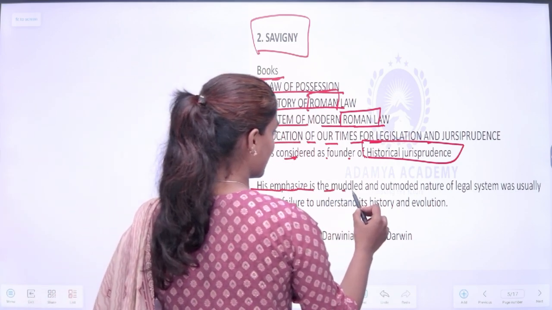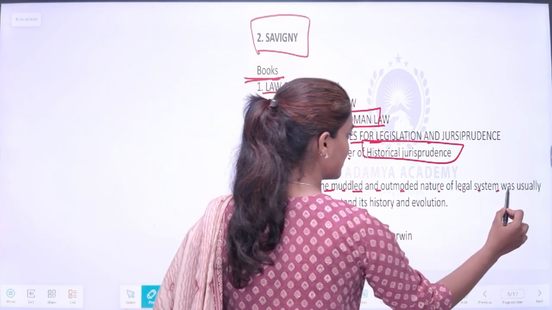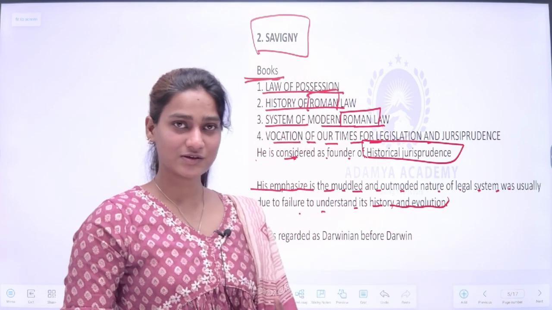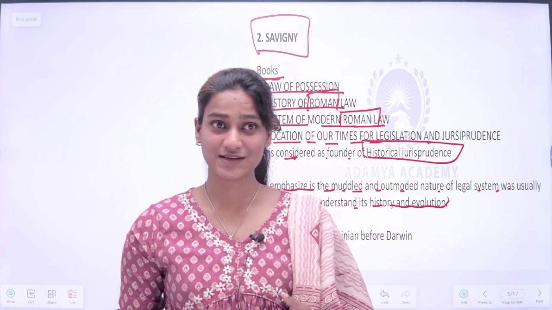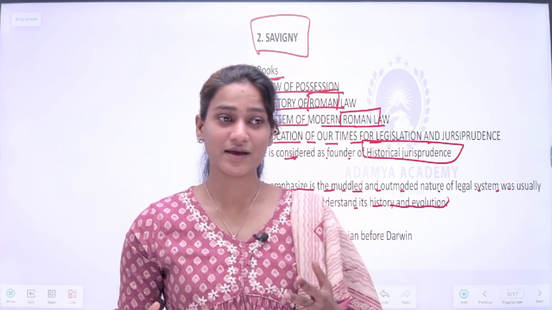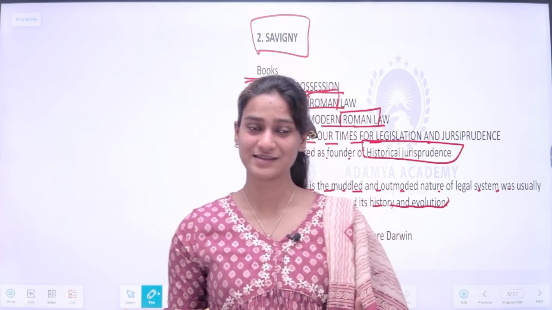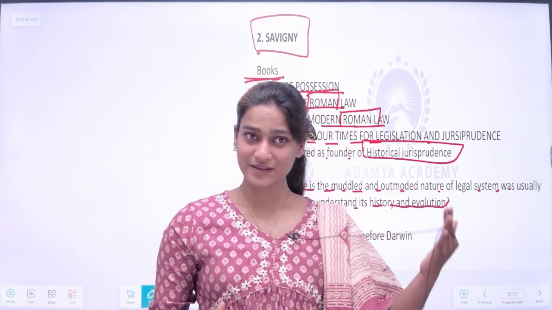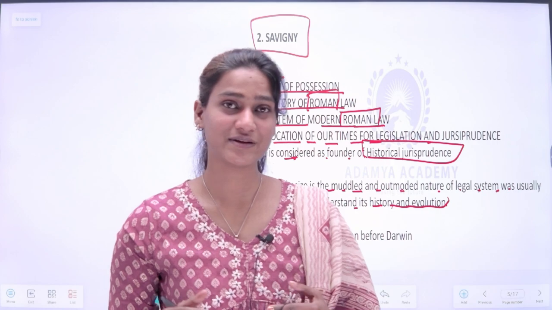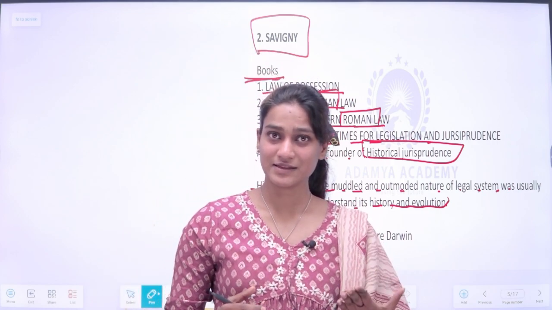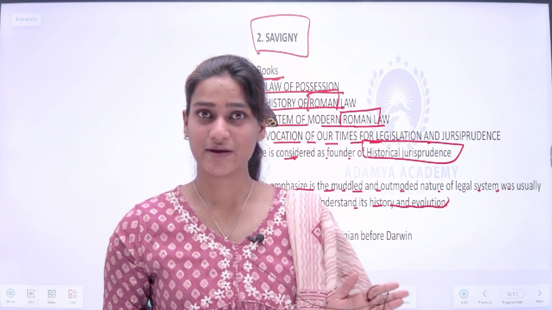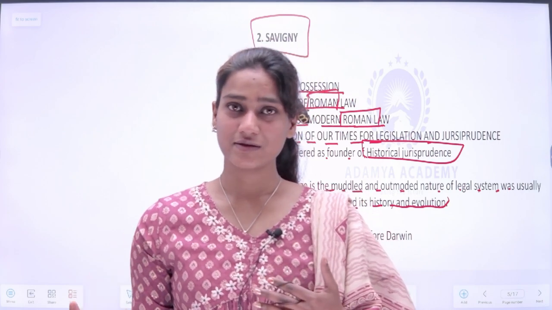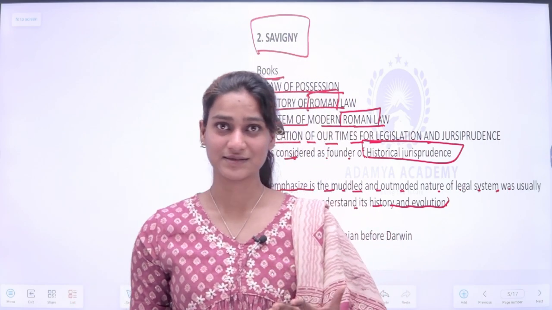His emphasis is that the muddled and outmoded nature of a legal system was usually due to failure to understand its history and evolution. According to Savigny, it is very essential to understand the history of the law, that why the law has come into picture. Let us take an example of a law which had been there in the past but has been eradicated in the present. That is, let us take the example of Sati Pratha, which was there in the past but now it is not practiced, and it is an offense if we practice Sati Pratha.